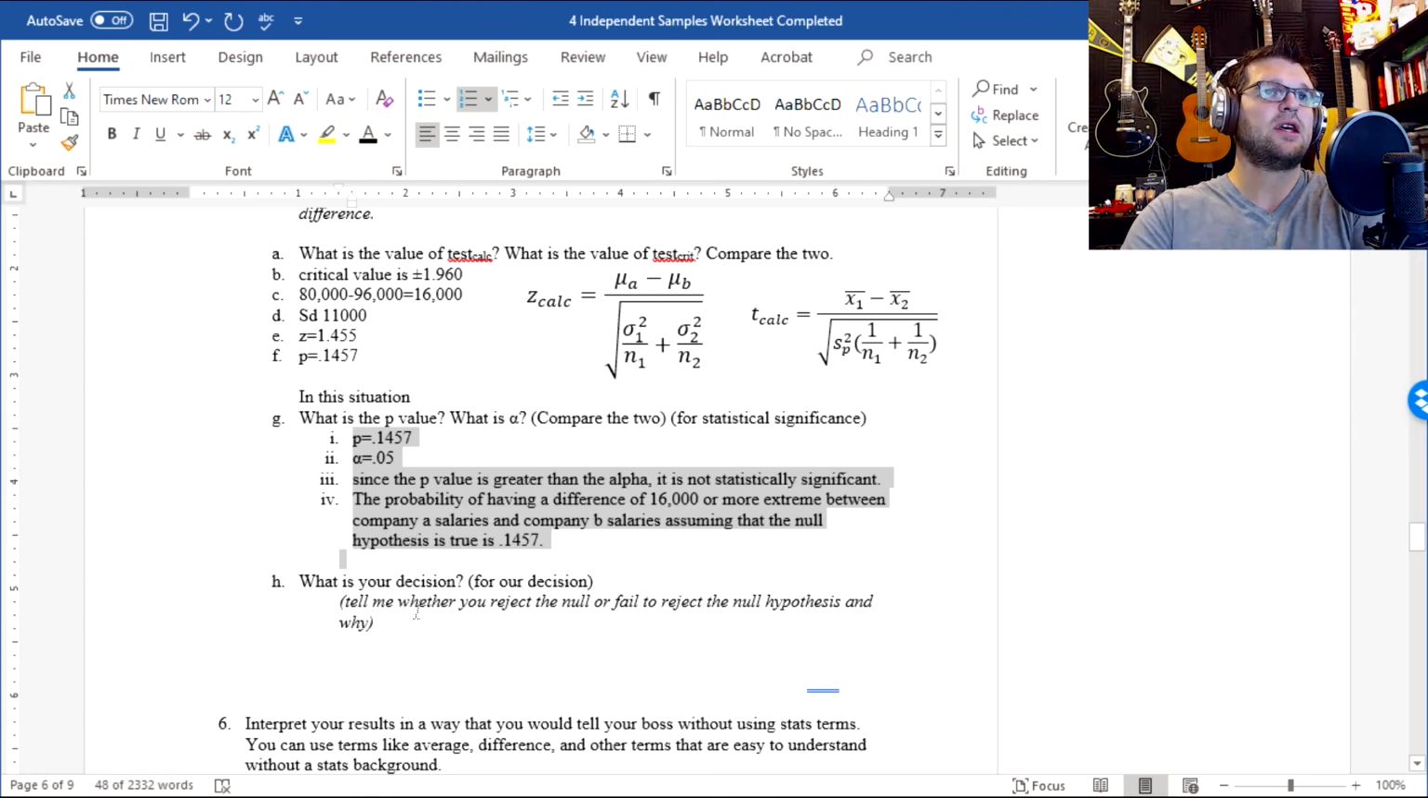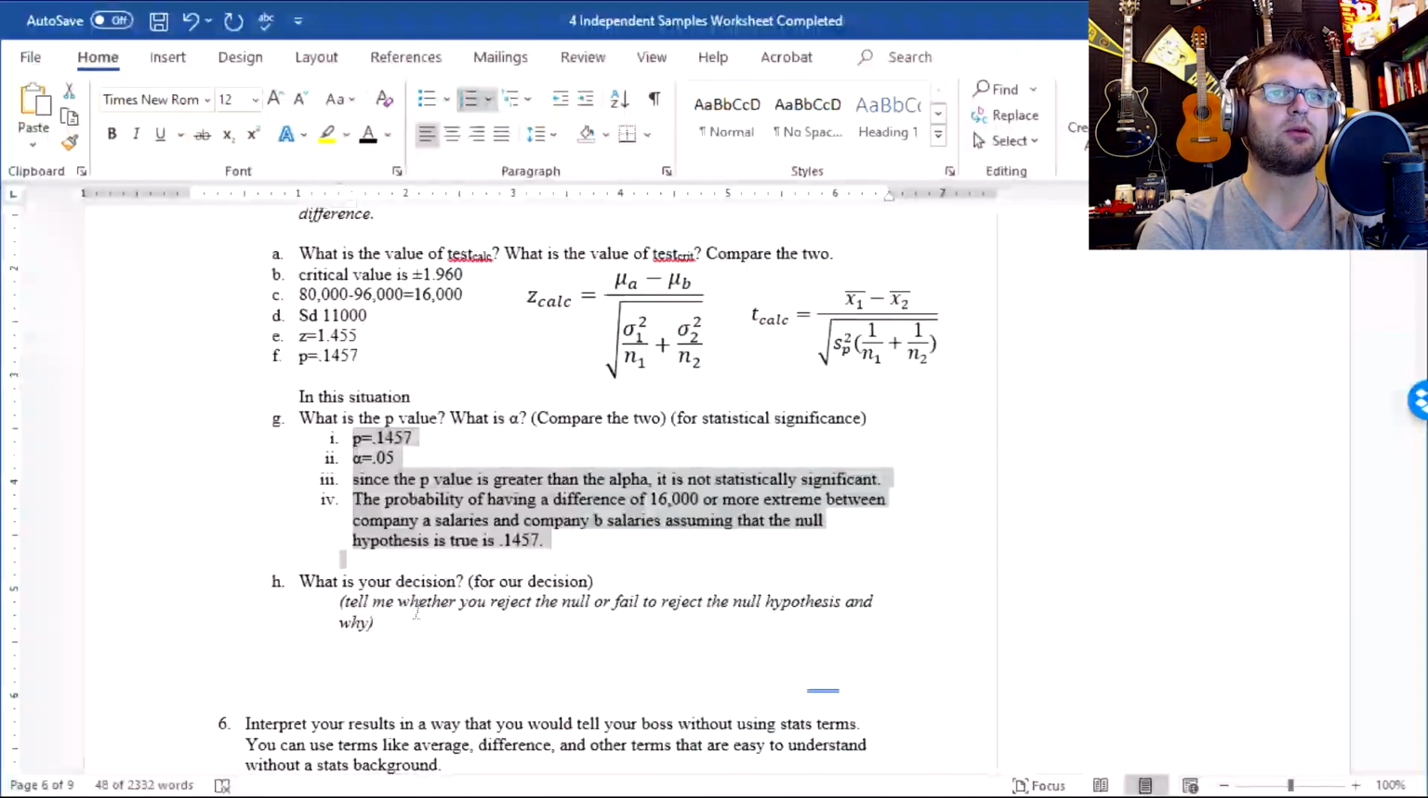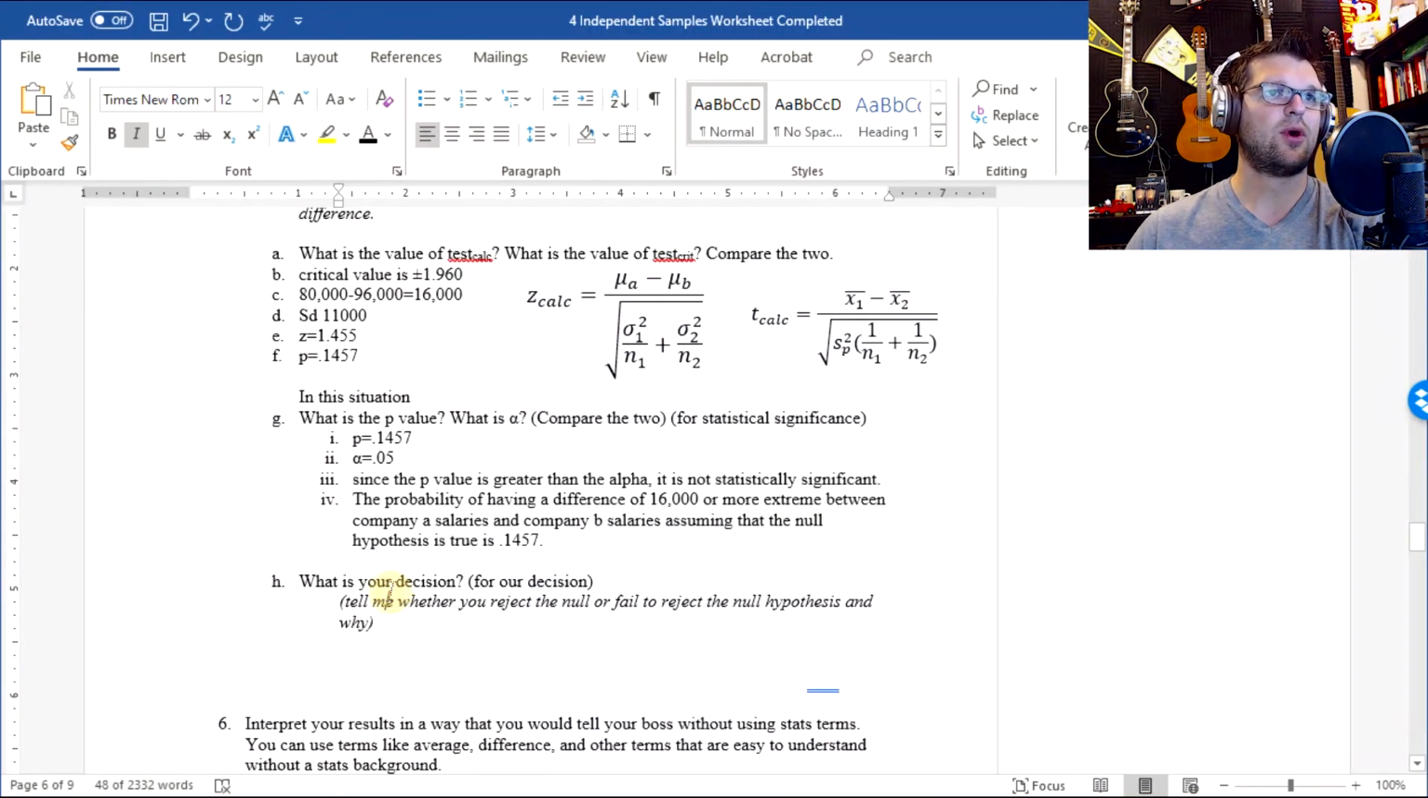What is it that we're going to say? Since the p-value is greater than the alpha, it's not statistically significant, like I said. So the probability of having a difference of 1,600 or more extreme between company A salary and company B salary, assuming that the null hypothesis is true, is 0.1457. So that's what we're writing right there. The probability of having that difference or more extreme, which is an absolute difference, a difference of 1,600 or more, or negative 1,600 or less. And so that's what that looks like. It's just a difference.